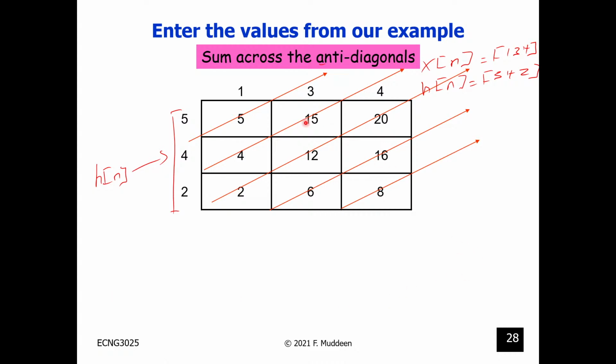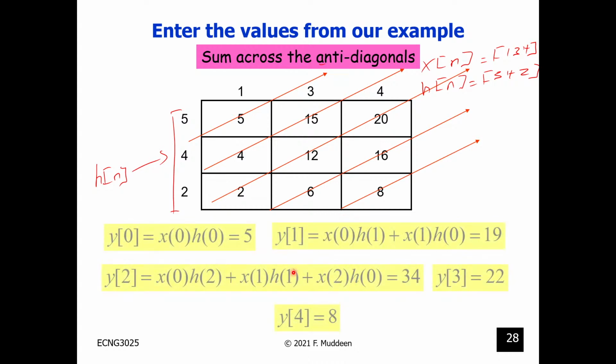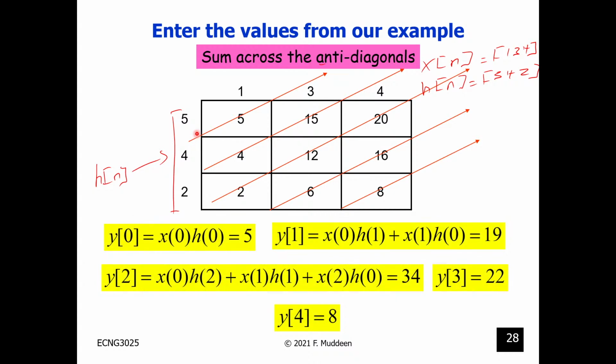So after doing the multiplications of each one of these cells, in order to get the y of n, you realize that they just need to sum the values across the anti-diagonals from the pattern that they just saw emerging in the previous slides. So y of naught here, if we sum across the anti-diagonal, you'll see that it will give us 5. Y1 here would have been 4 plus 15, which is the same thing that we saw when we did the manual calculations, which gave us a value of 19. And then y2 here would have been 2 plus 12 plus 20, which gives us the value of 34.